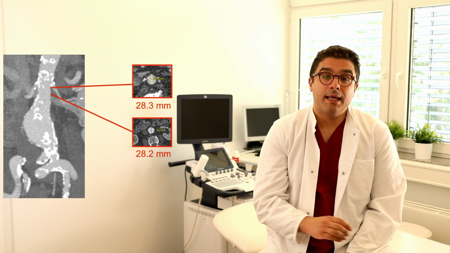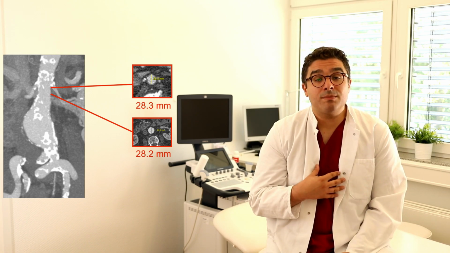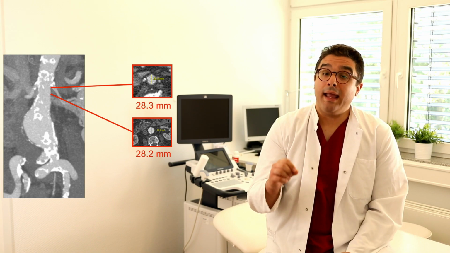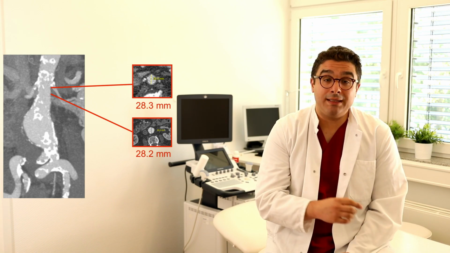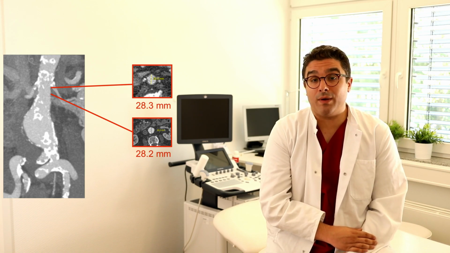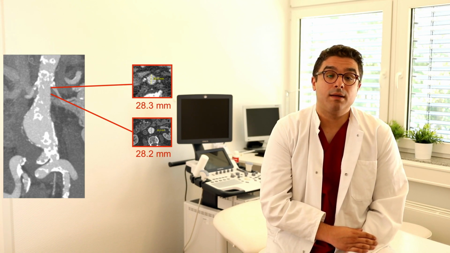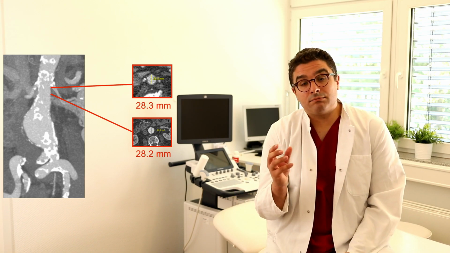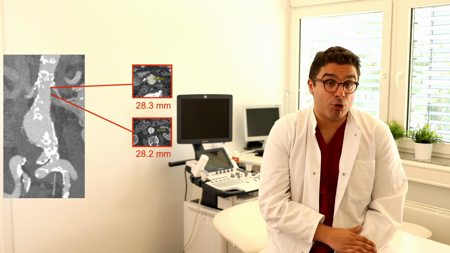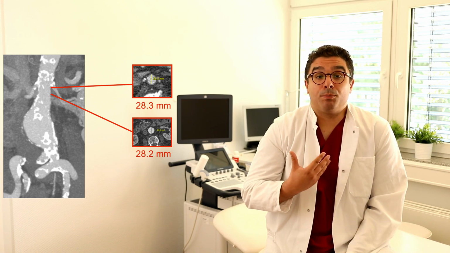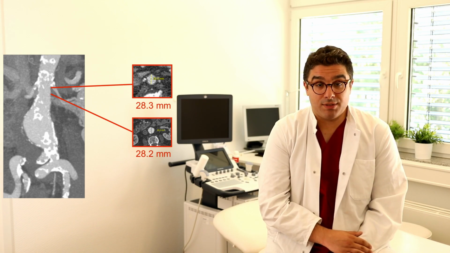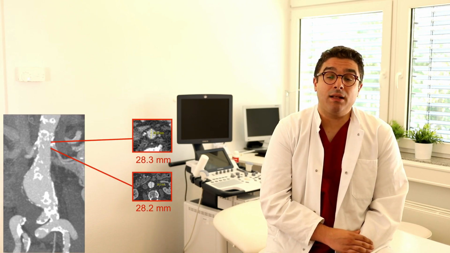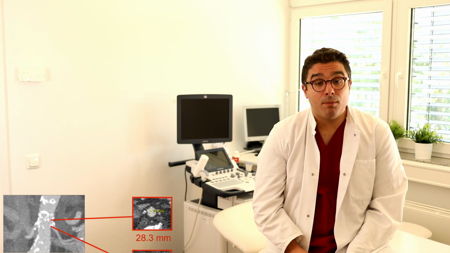adventitia. In that case, we have a proximal diameter of 28.3 mm and a distal diameter of 28.2 mm after 1 centimeter of neck length. The biggest diameter is 28.3. There is some calcification, but no thrombus. Thus, I will perform a 10 to 20%, that means 4 mm of oversizing, and I will choose an endograft with 32 mm proximal diameter.